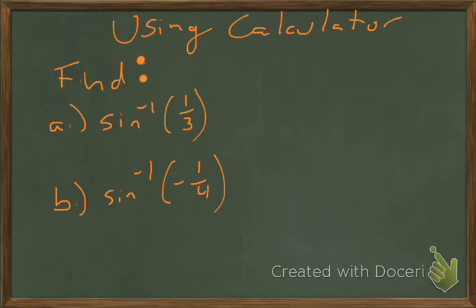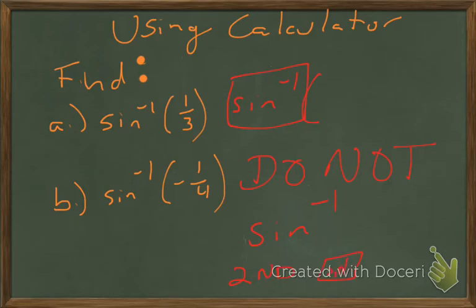So what we end up doing is we just type in the calculator sine inverse, which if you look at your calculator, it's the second button followed by the sine button. That will give you this. Please do not punch in sine with the -1 exponent. Okay? This button is already set up, as long as you hit second sine. This is already set up for you.